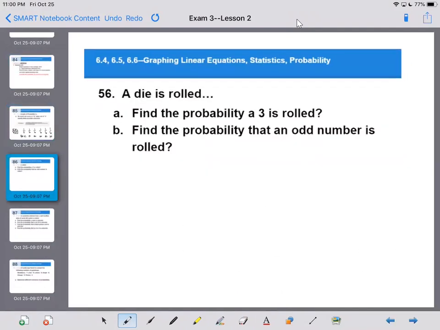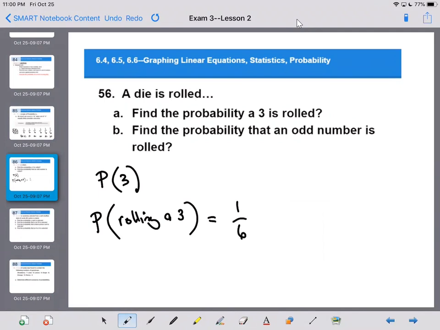So when a die is rolled and we say, find the probability that a 3 is rolled, a lot of times we're going to see P of 3, or we may see the wording, probability of rolling a 3, and so that would be 1 out of 6.